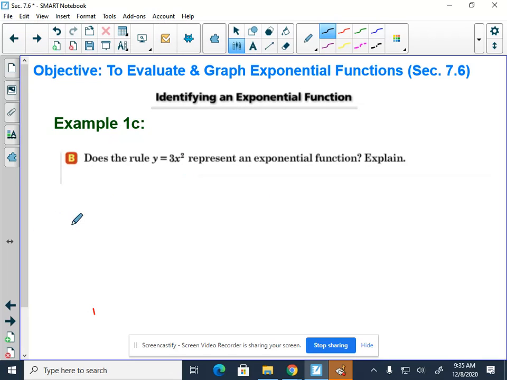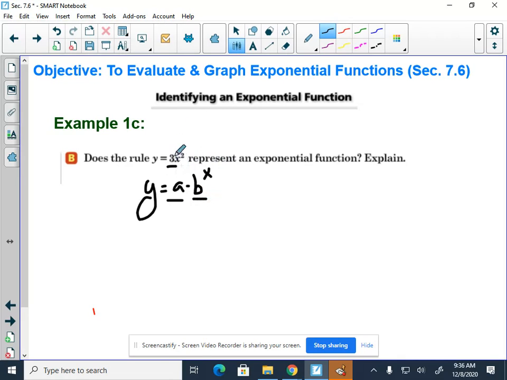Okay? Part C over there. You're like, where's part C? It's way over on the right. Is this rule an exponential function? It has to be in the form y equals a times b to the x. Well, a, if we look, a could be 3. But the x isn't up in the air. The x is down here on the bottom.